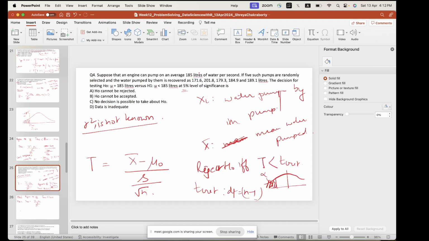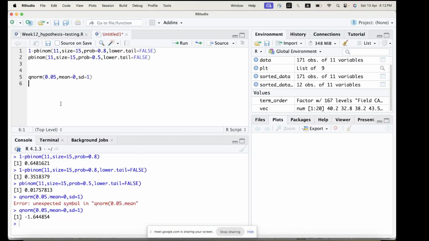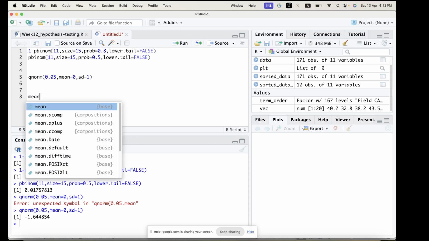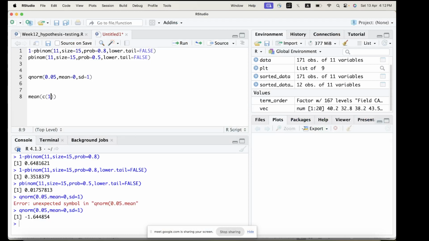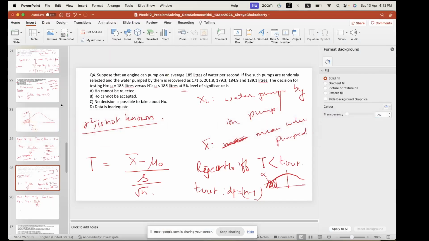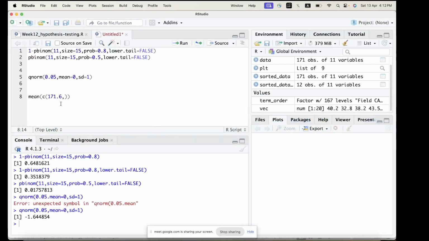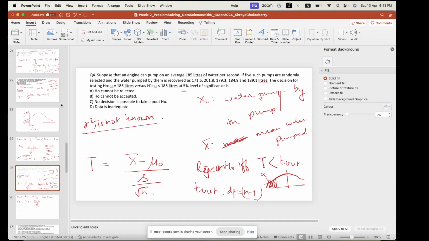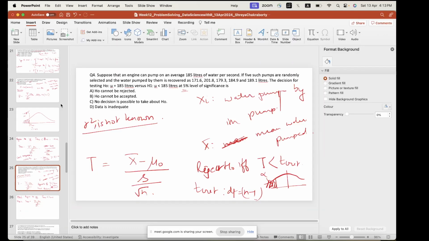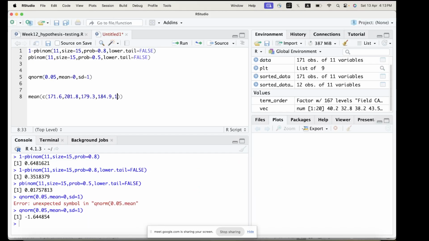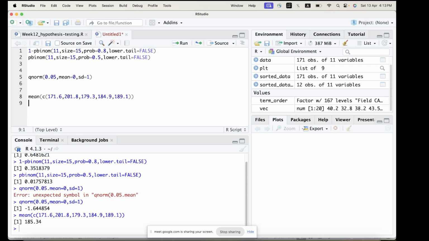Calculate the mean of these 5: 171.6, then what do we have? 201.8, then 179.3, 184.9, and this is 189.1. Okay, so the mean is 185.34.